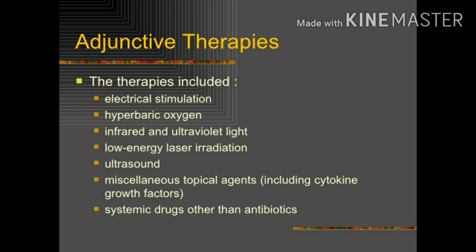Adjunct therapies for better healing of pressure sores include electrical stimulation, hyperbaric oxygenation, NPWT, which is negative pressure wound therapy, infrared and ultraviolet light, low energy laser radiation, ultrasound, topical agents and systemic drugs other than antibiotics.